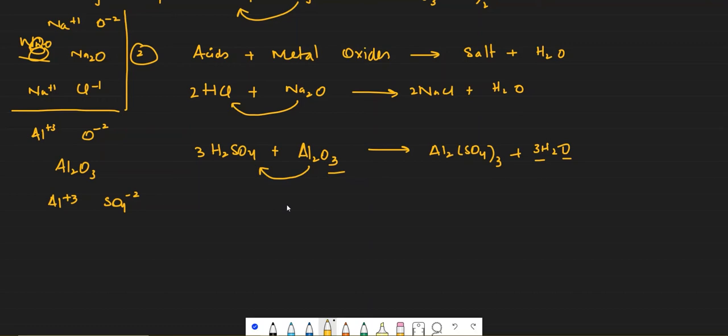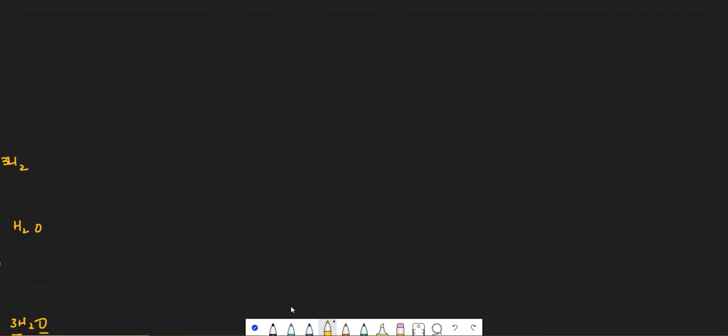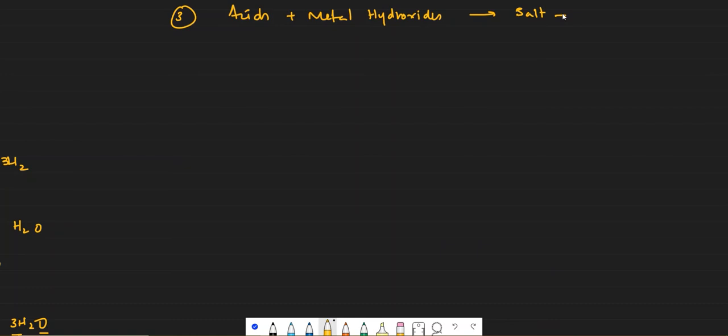The third chemical property. These are the two that we studied first. Let's move on to the third chemical property, which is when acids react with metal hydroxides, they form salt and water again. Salt and water. Take any acid, again, I'm taking HNO3, nitric acid.